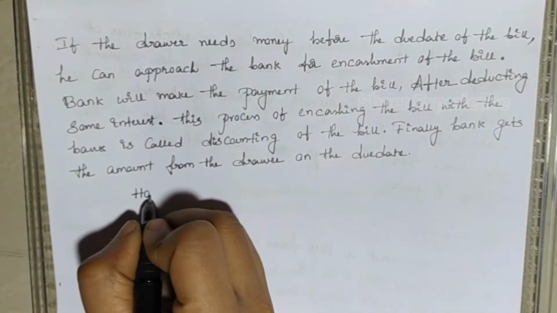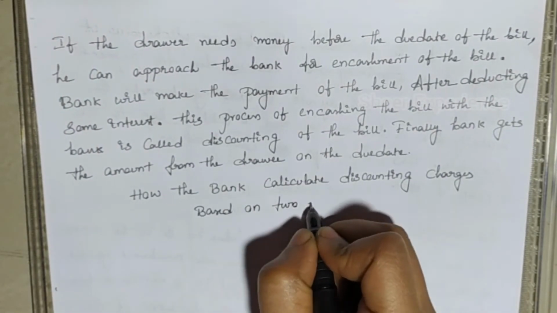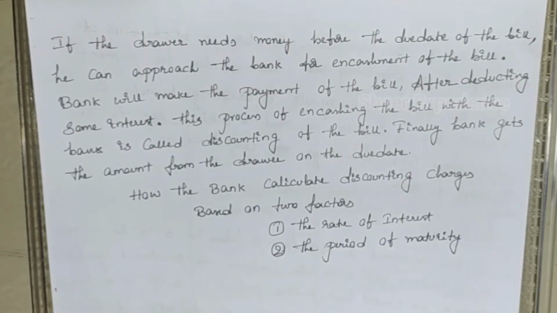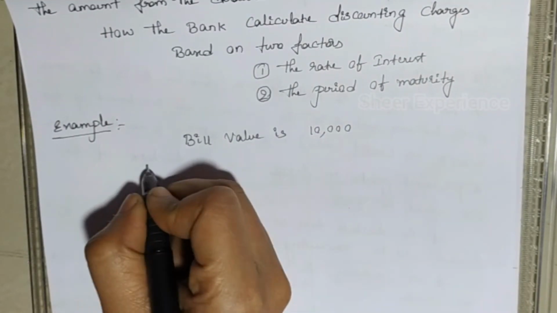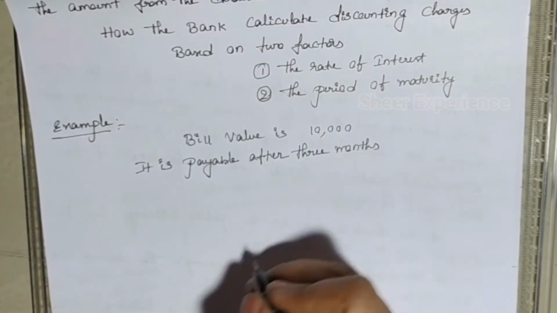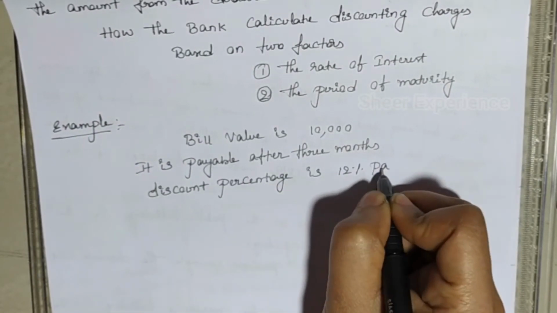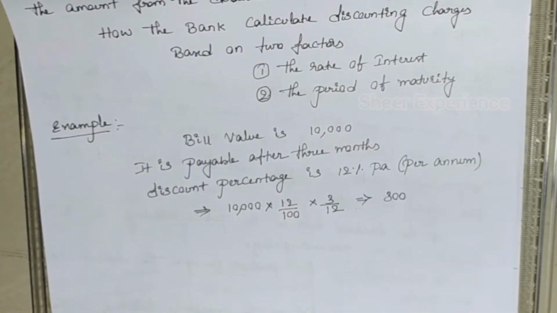Now, how will the bank calculate discounting charges? Discounting charges are calculated based on two factors. The first one is the rate of interest and second one is the period of maturity. For example, if the bill value is 10,000 and it is payable after 3 months, the bill period is 3 months. Discount percentage is 12% per annum. Then the discounting charges will be 10,000 into 12 by 100 into 3 by 12, which comes to 300. This 300 is discounting charges.